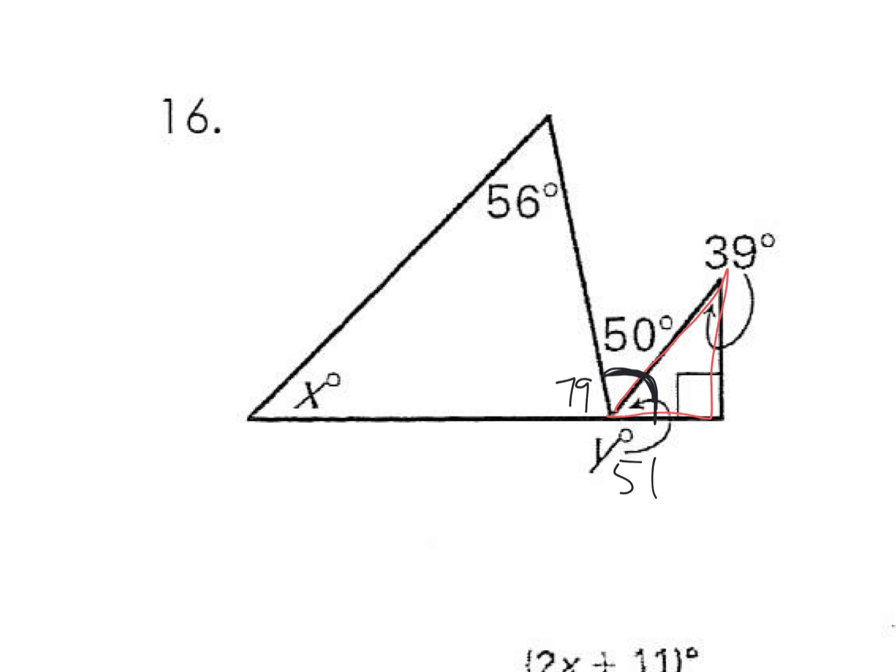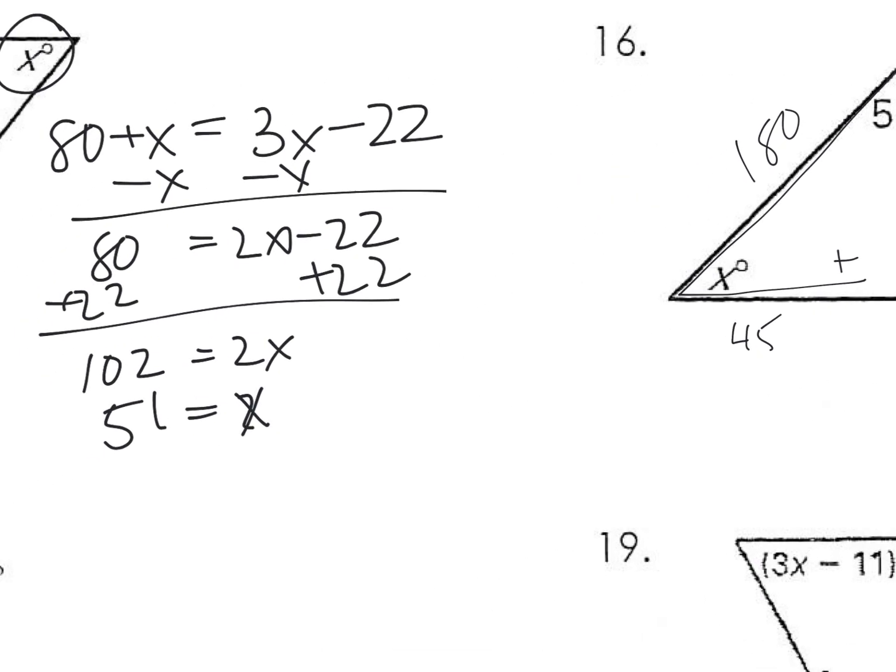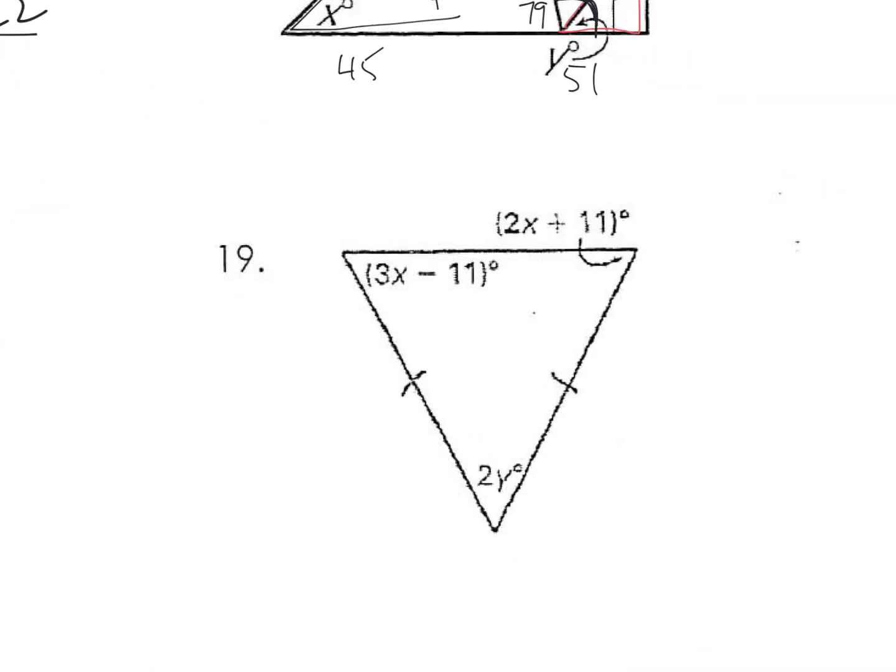So now we can finally actually work our way into the x angle. So I know that 56 plus 79 plus x, all three of these have to equal 180, giving me 45 for the x. All right, the last one I want to do in this section is number 9.